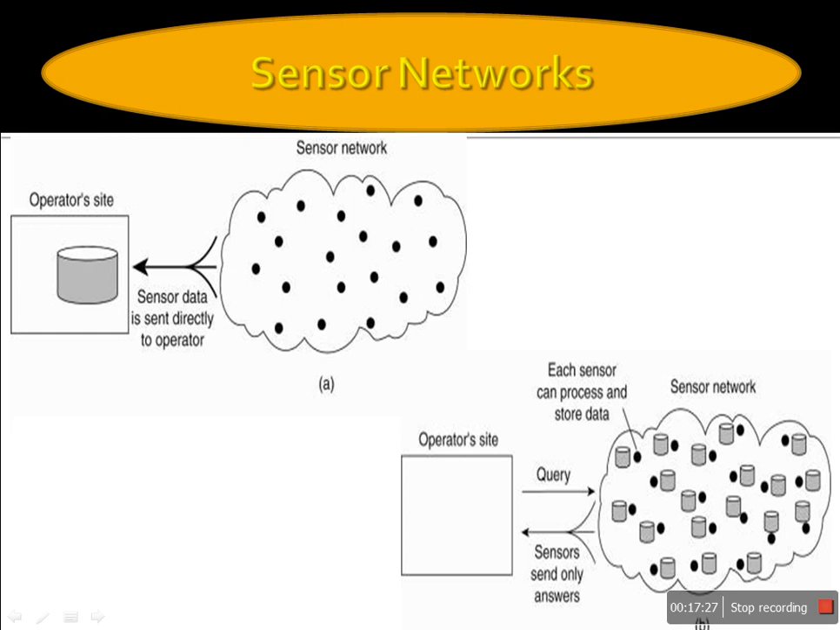First, sensors do not cooperate but simply send their data to a centralized database. We can see they are not cooperating among themselves, but they send their data to a centralized database or operator site. The other extreme is to forward queries to relevant sensors and to let each compute an answer, requiring the operator to sensibly aggregate the returned answers.